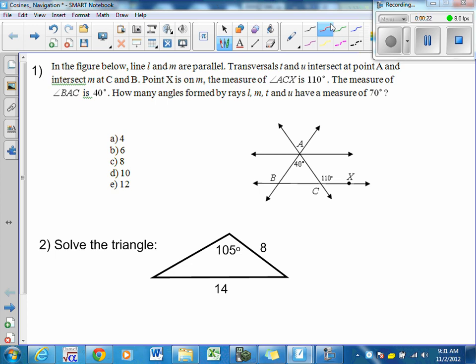In the figure below, lines L and M are parallel. Transversals T and U intersect at point A and intersect M at C and B. Point X is on M, and the measure of angle ACX is 110. The measure of angle BAC is 40. How many angles formed by the rays L, M, T, U measure 70 degrees? Now, you don't have to necessarily remember all the rules from geometry to do this in terms of the name, but we need to be able to look at a graph and determine what are angles as we look at problems with triangles. So try this problem.